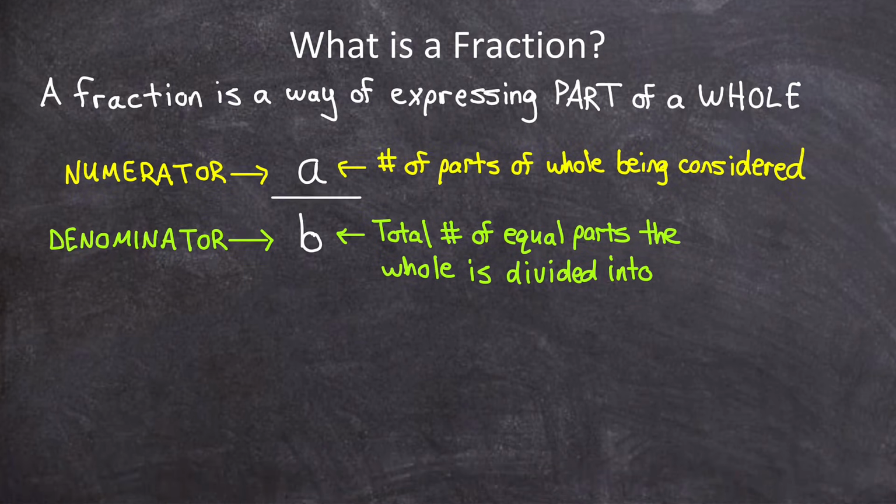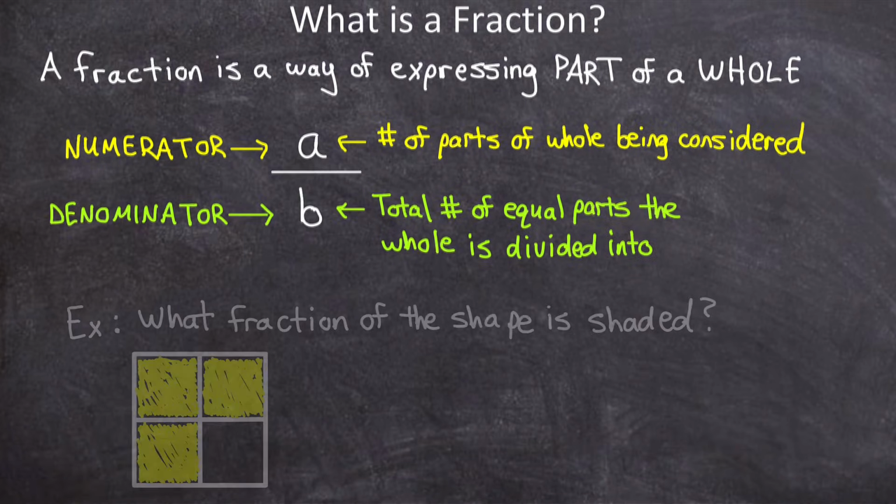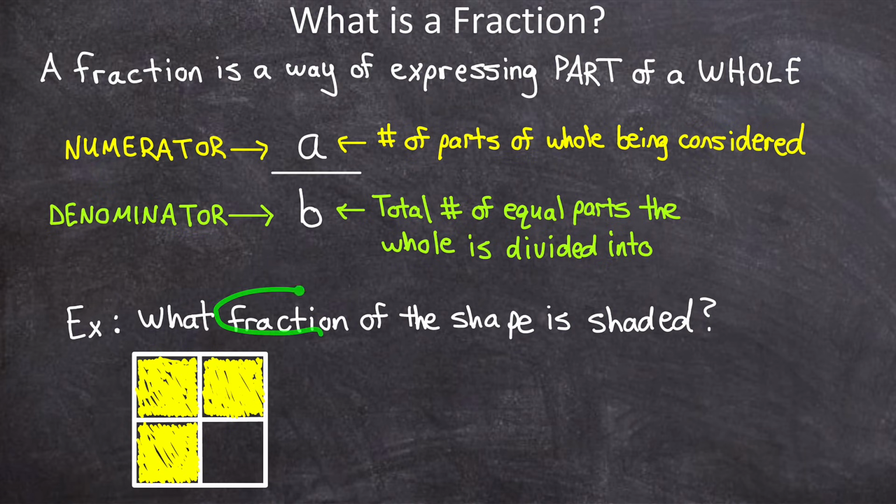So let's try an example where we will create a fraction. The example says, what fraction of the shape is shaded? Well, I see that I have a square that has been divided into 4 equal sections, and of those 4 equal sections, 3 of them have been shaded in. So to represent this as a fraction, I'll draw my horizontal line.